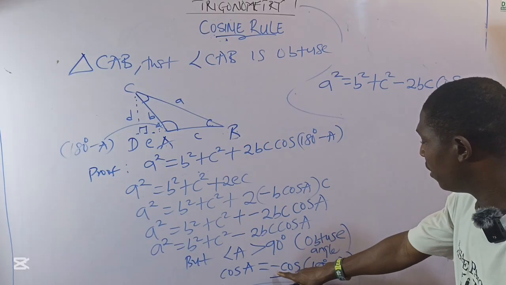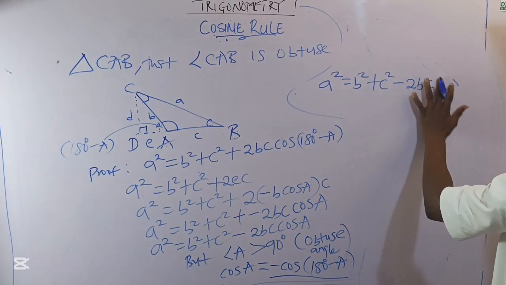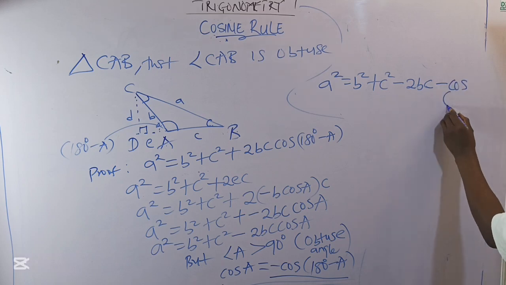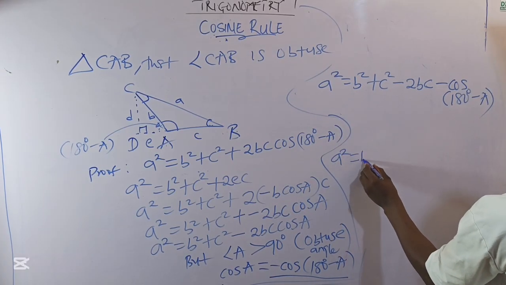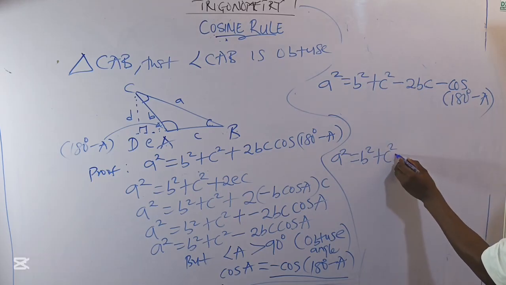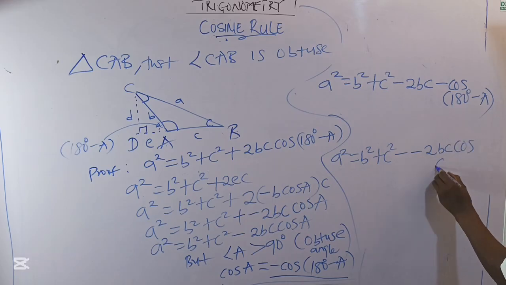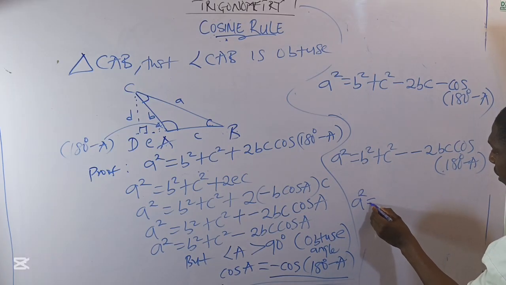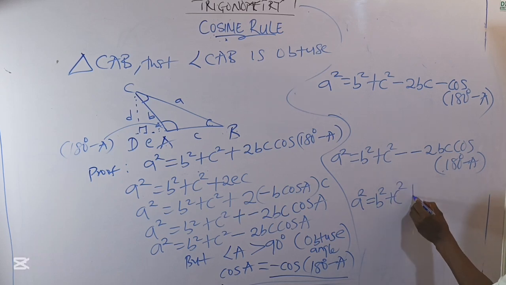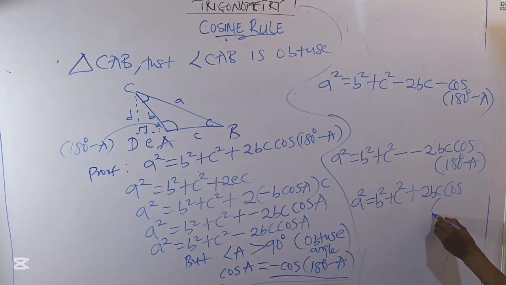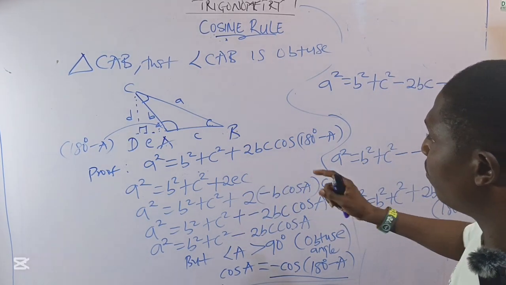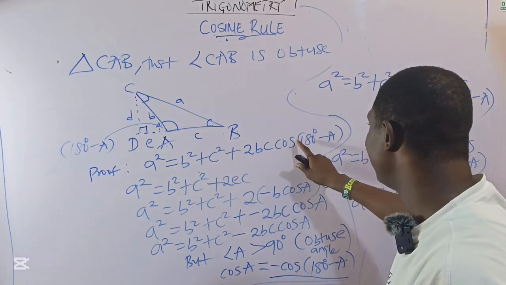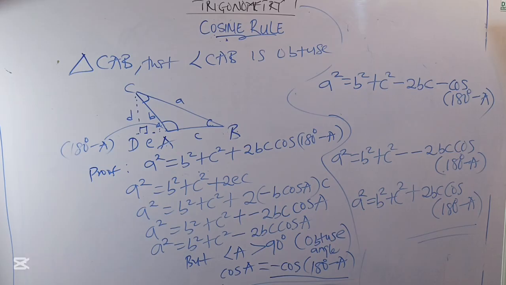Because my cos A equals minus cos, in place of cos A, I will have minus cos open bracket 180 degrees minus A. Now this will give me A square equals B square plus C square, and I can bring this minus to this side, minus 2BC cos open bracket 180 degrees minus A. Now I will have A square equals B square plus C square, minus times minus is plus, 2BC cos open bracket 180 degrees minus A. And with this, we have our theorem proved, which is A square equals B square plus C square plus 2BC cos of 180 degrees minus A. So this is how you prove it.